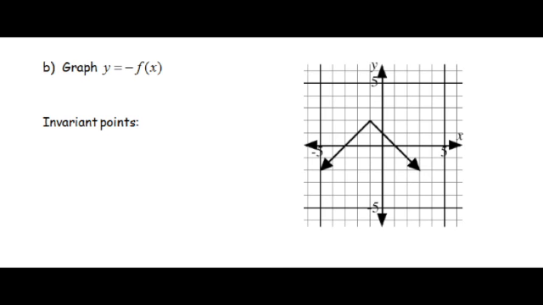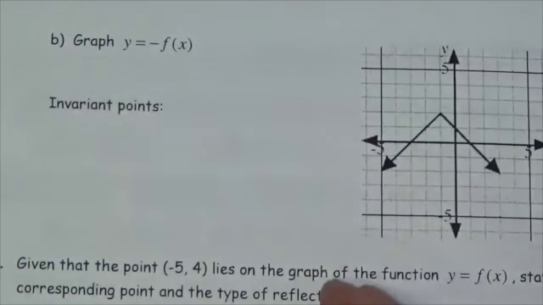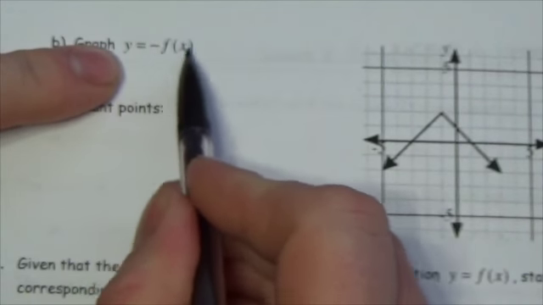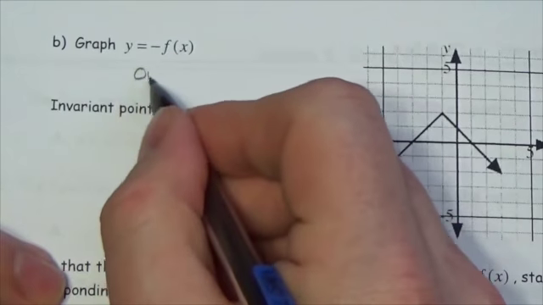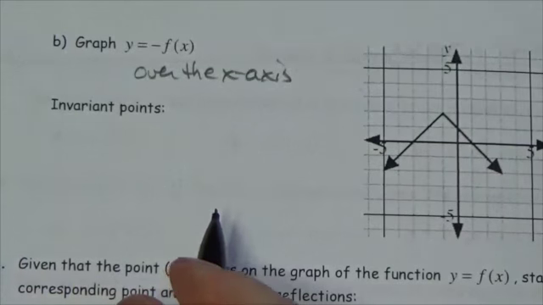Graph the following reflection and identify the invariant points. In this case, the graph is a little simpler than the previous one, so we don't really have that whole table of values to fill out here. Notice that the negative is in front of the function. This whole thing is the dependent variable, that's my y. So this is a reflection over the x-axis. And again, I know that's the hard part here.